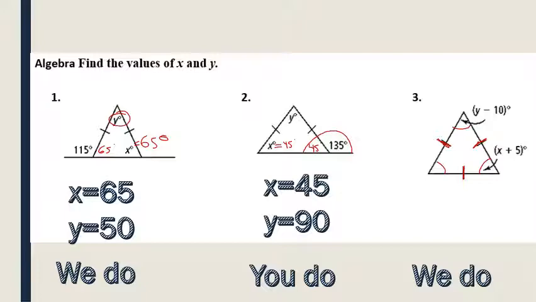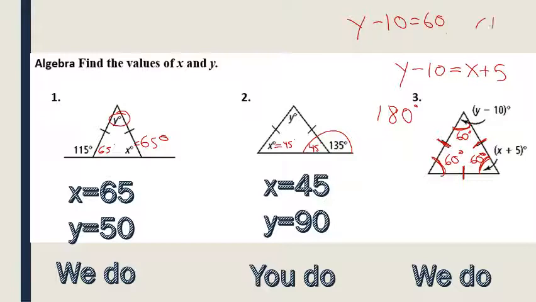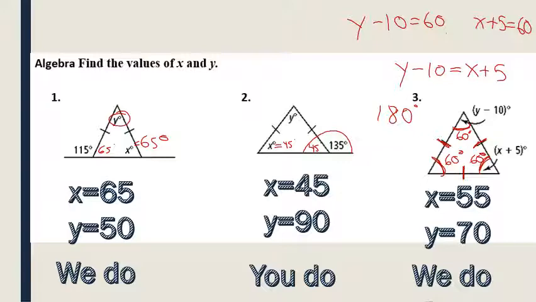Again, once you're thinking about this, you're probably wondering, well, how does that help me? I've got y minus 10 equals x plus 5. That doesn't really help you because you have one equation with two variables. But what does help us is the fact that a triangle adds to 180 degrees. And if all of these angles are congruent, then they're all 60. So to solve this, you're just going to take y minus 10 equals 60 and x plus 5 equals 60, and then solve for each x and y. So you get x to be 55 and y to be 70.